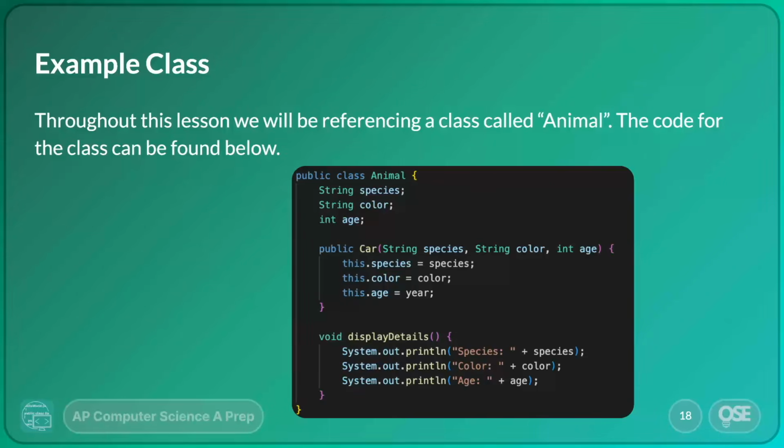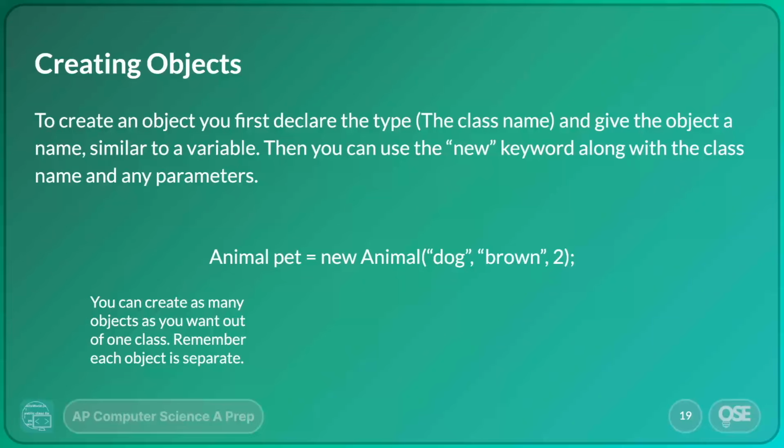Let's take an example class called Animal. The code for the class can be seen here. To create an object, you first declare the type, the name of the class, and give the object a name, similarly to a variable. In our case, we can use Animal and we'll name the object pet. Then you can use the equal sign to assign a value. To create a new object, you use the new keyword along with the class name and any parameters. In our case, the parameters required for our class are the species, color, and age. So in this case, we're going to pass in dog, brown, and the number 2.